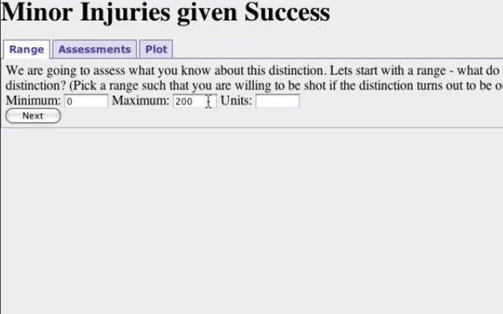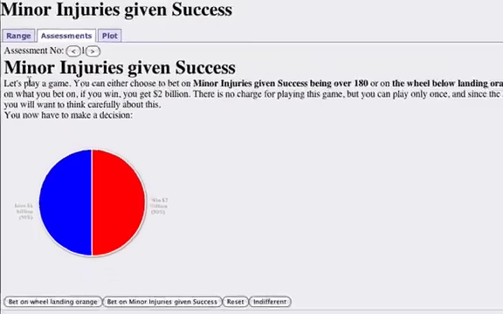So if there were 250 injuries in the future, if that happens, I'm willing to be shot. That's how sure I need to be. So it's very important to have a large enough range. So 0 to 200, for instance, is a good range for minor injuries, let's say, for now. Now I click next. We have a similar game, but it's a little different as well.